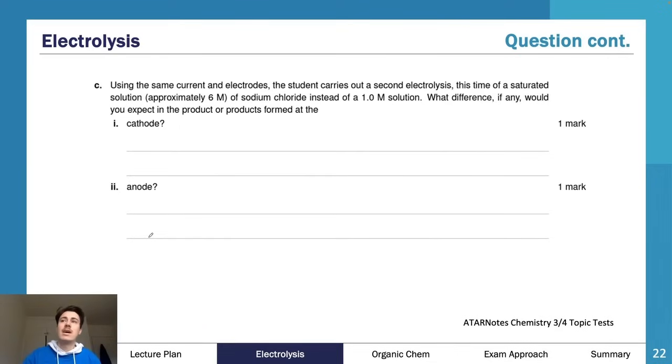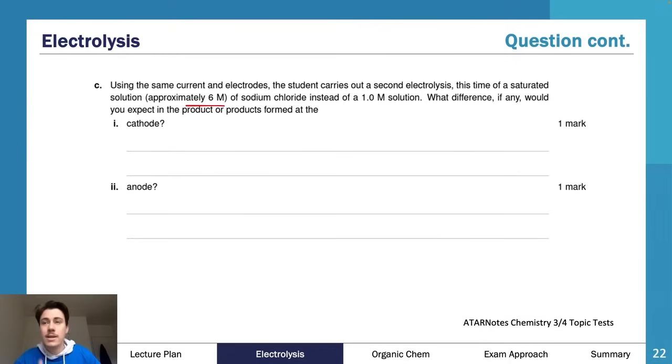Using the same current and electrodes, the student carries out a second electrolysis, this time of a saturated solution, approximately 6 molar, of sodium chloride instead of 1 molar solution. So we're using 6 molar instead of 1 molar. What difference, if any, would you expect in the products formed at the cathode and the anode?